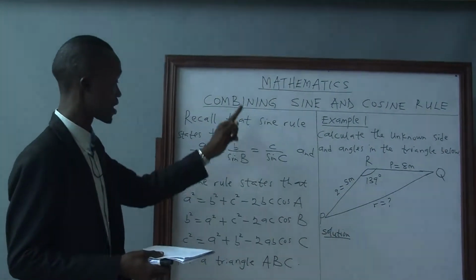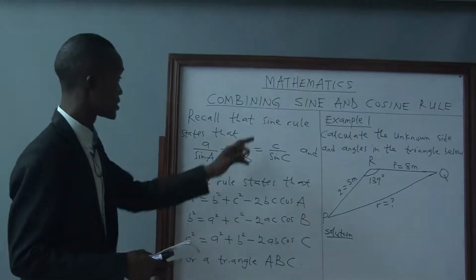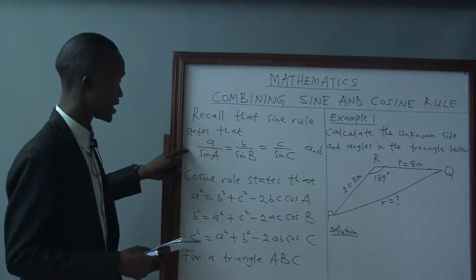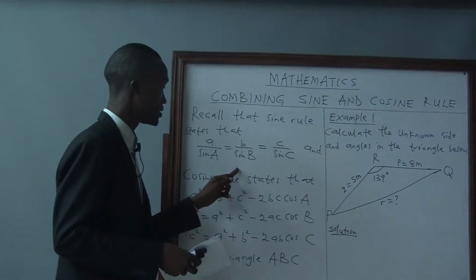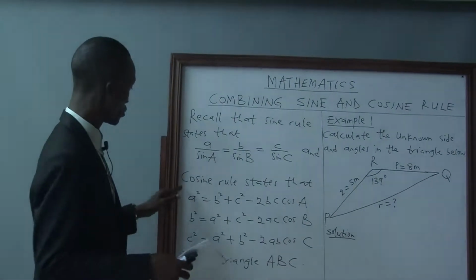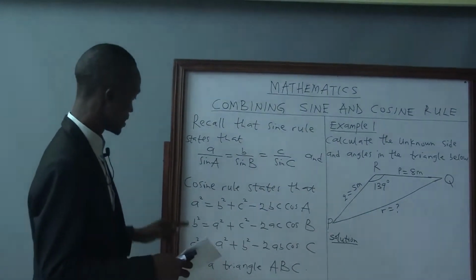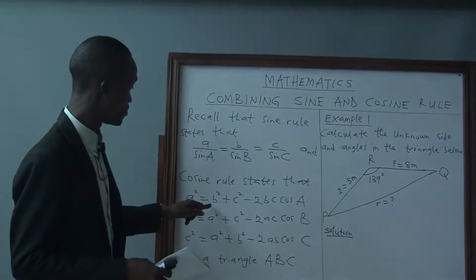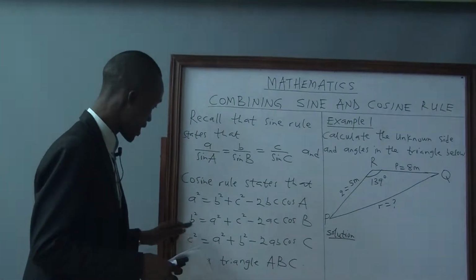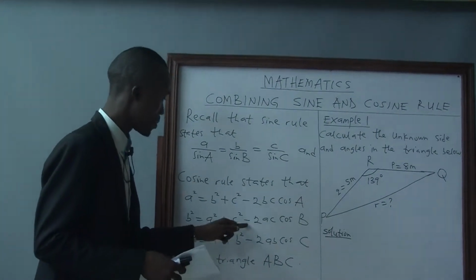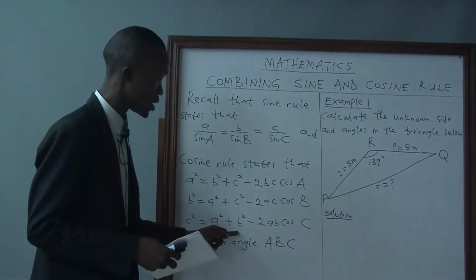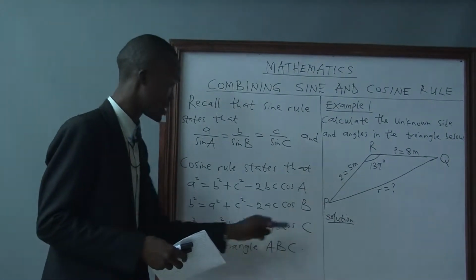If we are given a triangle ABC, sine rule states that a over sine A is equal to b over sine B and is equal to c over sine C. And also, cosine rule states that a squared is equal to b squared plus c squared minus 2bc cos A. b squared is equal to a squared plus c squared minus 2ac cos B, and c squared equals a squared plus b squared minus 2ab cos C.